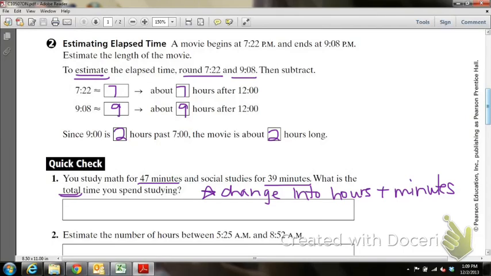Number 2, estimate the number of hours. So you're just estimating here. So take what these times are close to. Are they closer to 5 o'clock or 6 o'clock? Is this one closer to 8 o'clock or 9 o'clock? So round your 2-hour amounts and then find the number of hours between those 2. So again, you're estimating. So we're not looking for an exact answer. So pause the video and try those quick checks before moving on.